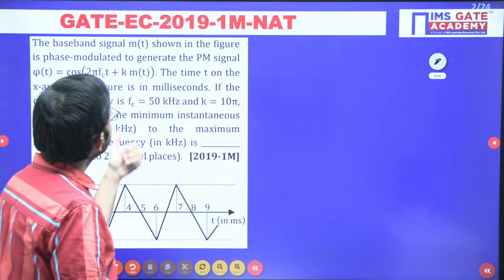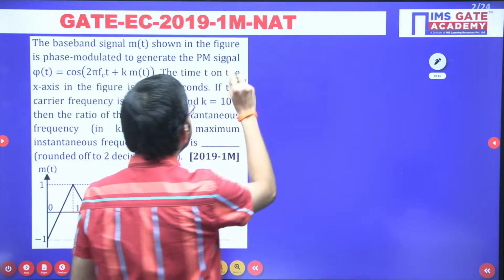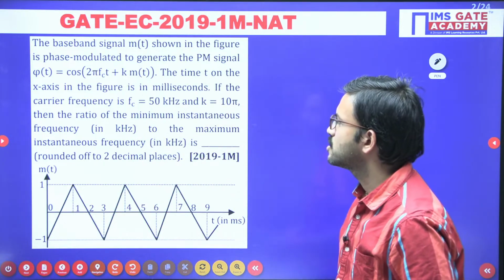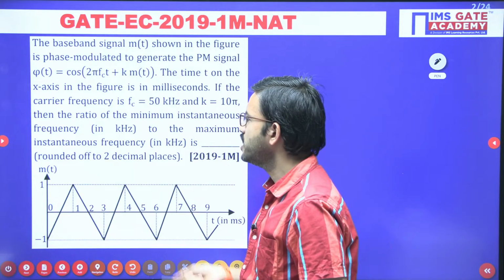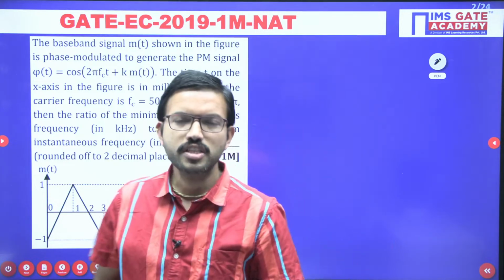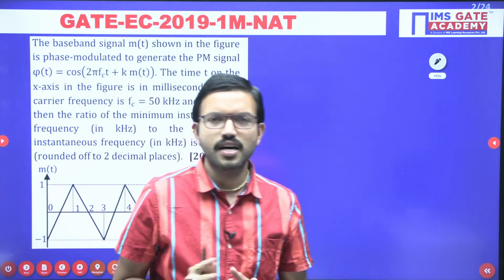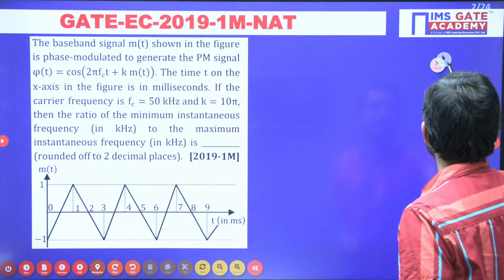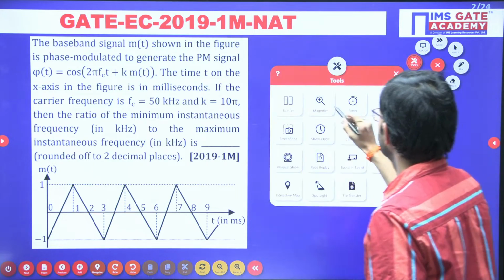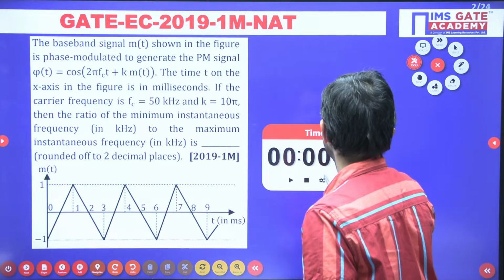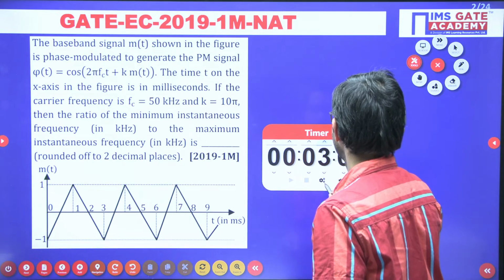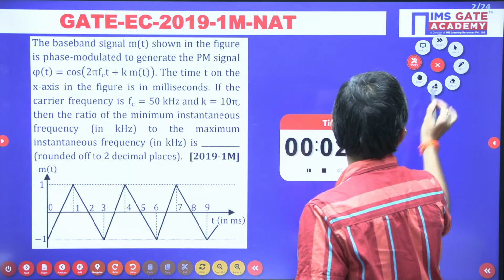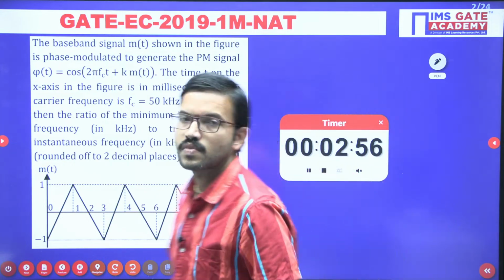This is the question asked in GATE EC in the year 2019 for 1 mark, and this question is of NAT type, so the answer will be a number. Read the question carefully and try to solve it, and after solving, whatever answer you get, you can mention in the chat, right? All of you give a try.